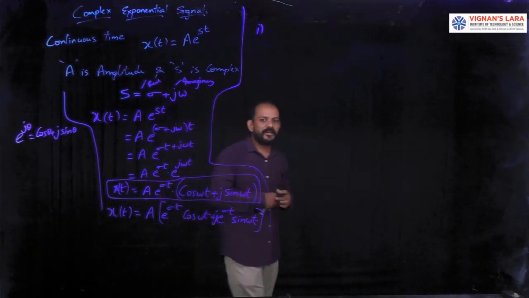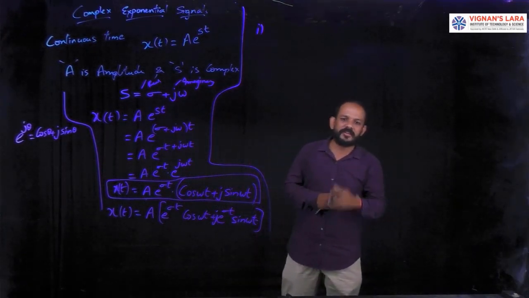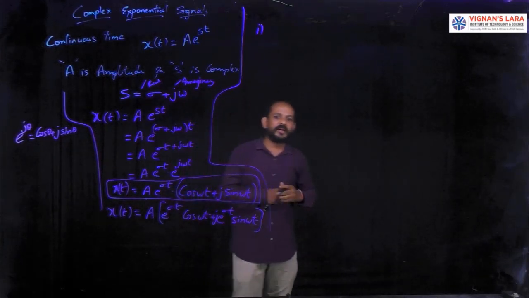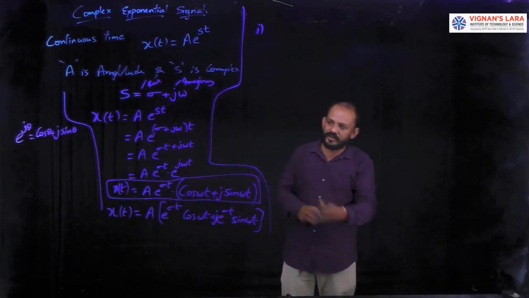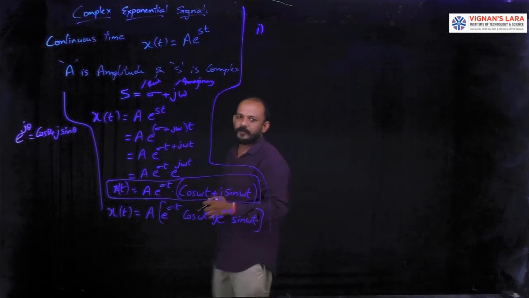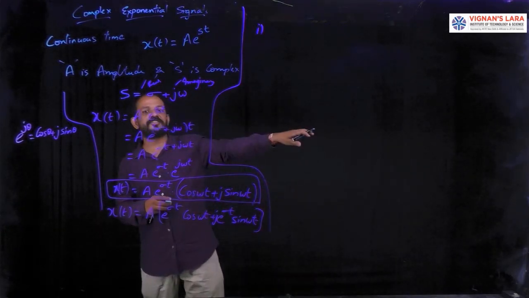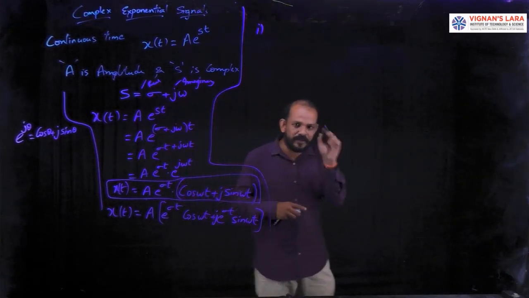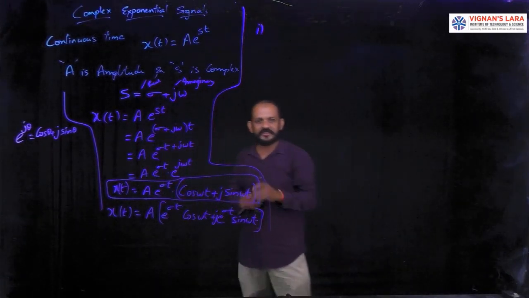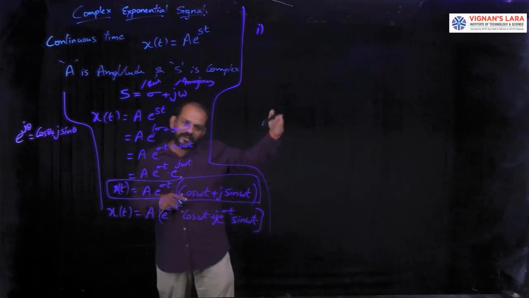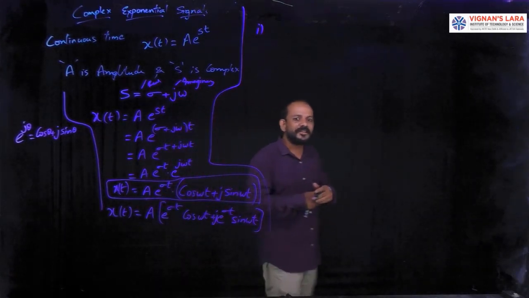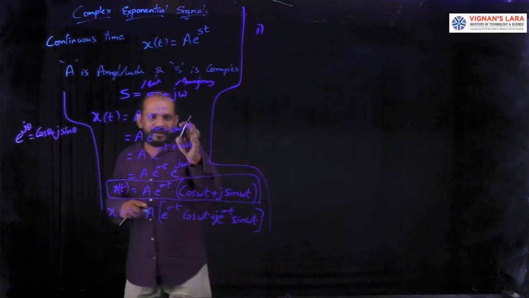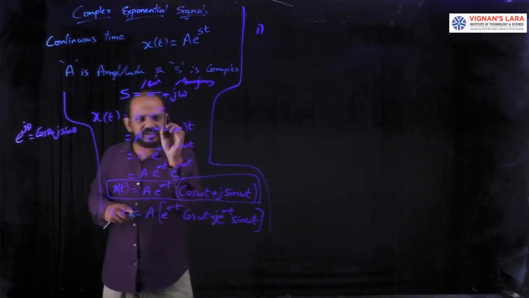There I took 3 different values for alpha: alpha equal to 0, alpha positive, that is greater than 0, and alpha negative, that is less than 0. Here also we have to take 3 cases. While the imaginary part is 0, for the real part we consider 3 cases. First case is sigma equal to 0. Next case is sigma positive, greater than 0. Next case is sigma negative, less than 0.